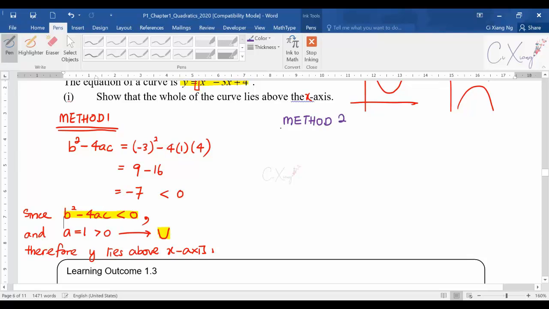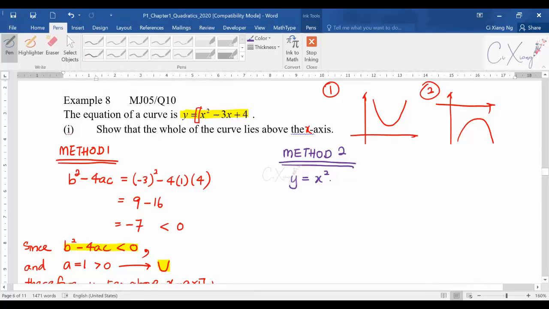All right. Okay. So maybe some students will say, "Can I not use the discriminant part?" Can. That's method number 2. So for method number 2, what we did is we will try to actually figure out the minimum point or maximum point for the expression. How to get a minimum point or maximum point here? So generally we need to do completing square.